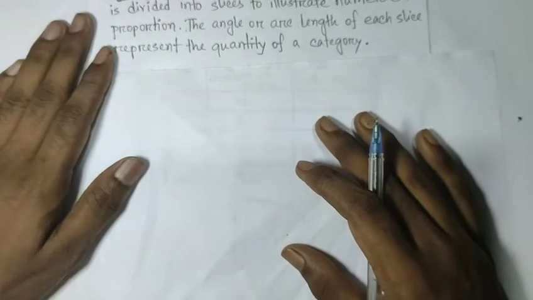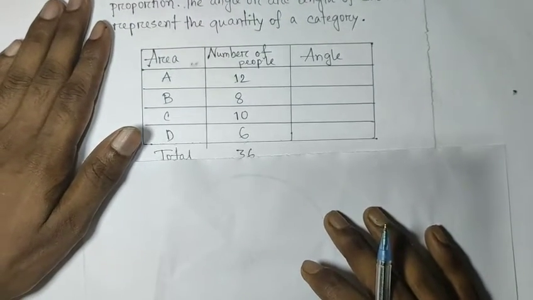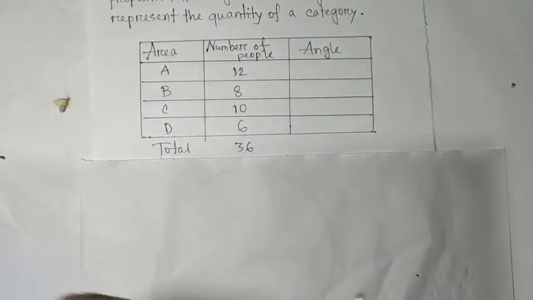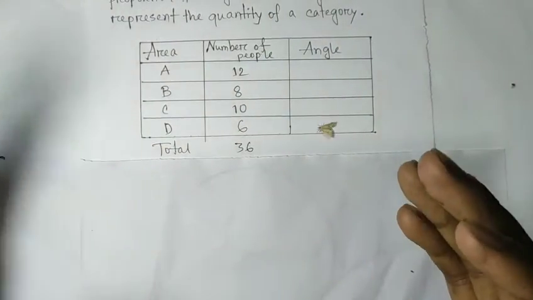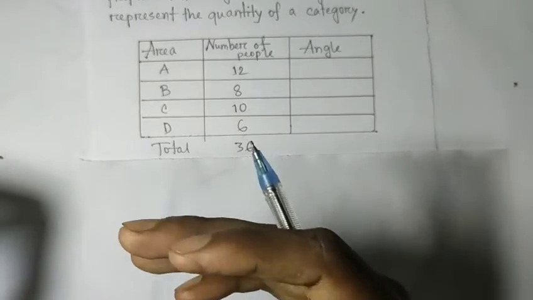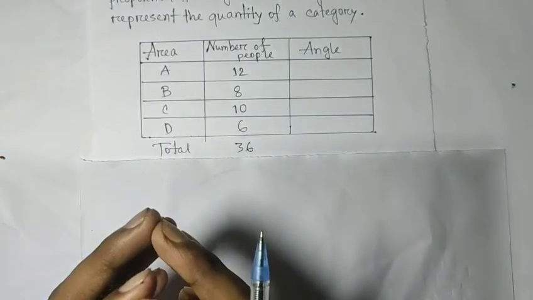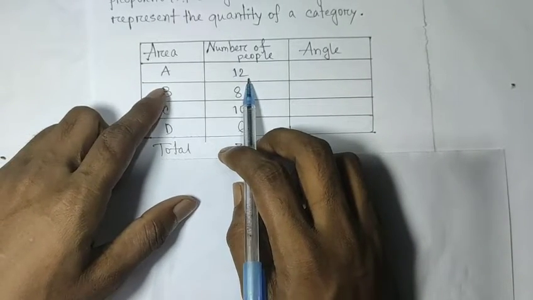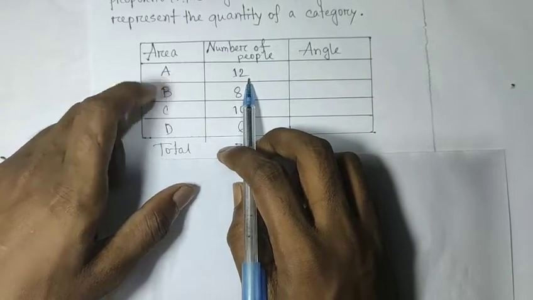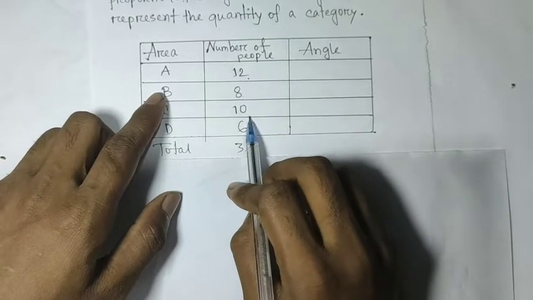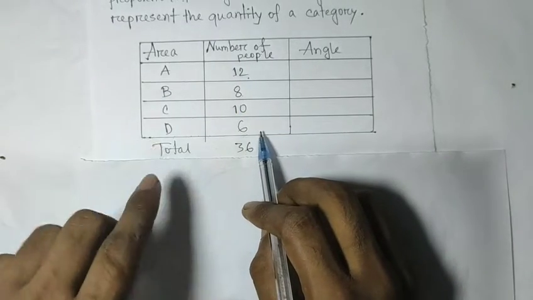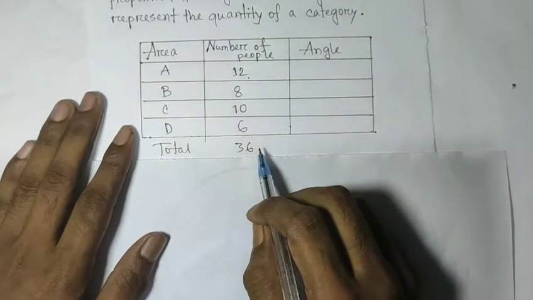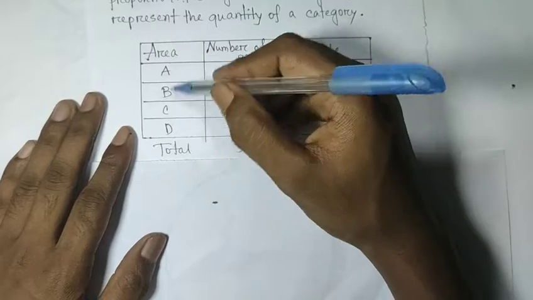So let's have an example. Here we have data that refers to the number of people of an office coming from different areas. Say there are 12 people who are from area A and 8 people from B, 10 people from C area, and from D area there are only 6 people. The total number of people is 36 in this office, and we have 4 areas.